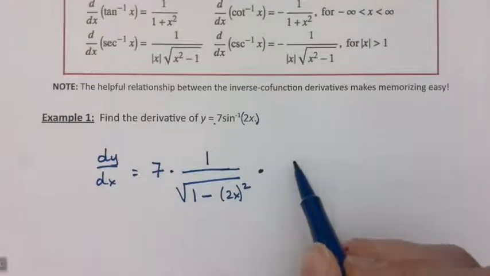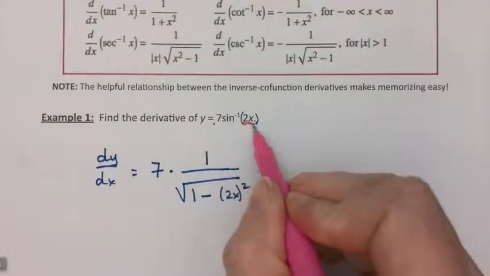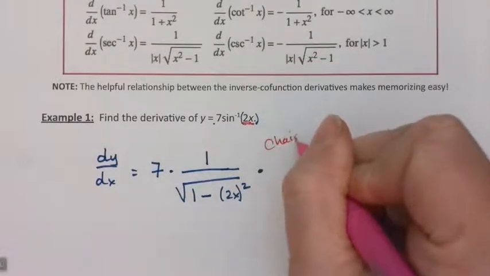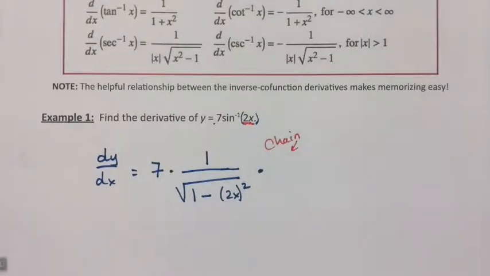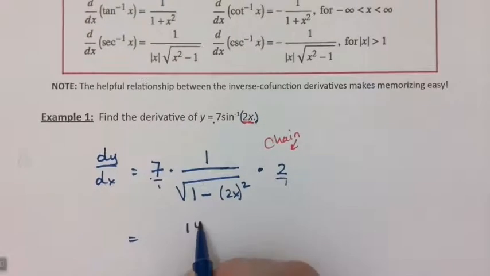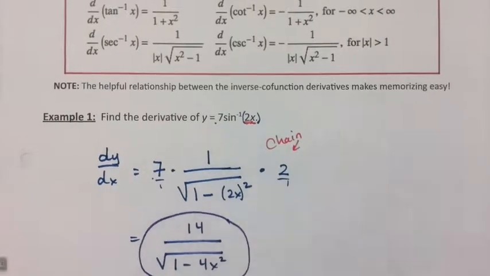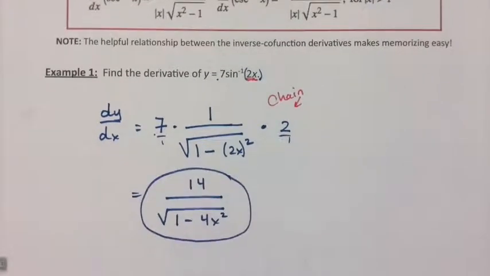And then I need to use the chain rule because I'm multiplying by the derivative of the inner function. This is an inner function right here, so I need chain rule right here. And the derivative of 2x is 2. So that means 7 and 2 are both in the numerators because this is over 1 and this is over 1. So that's 14 over the square root of 1 minus 4x squared. And we're done. Easy as that.